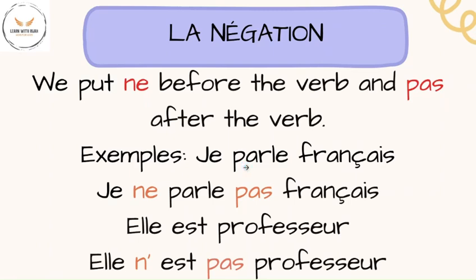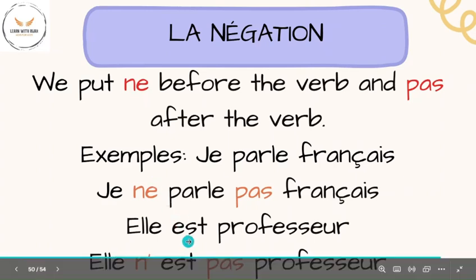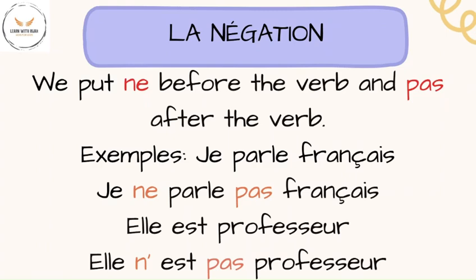Similarly, elle est professeur. There's a note: ne becomes n' before a verb beginning with a vowel or silent H. So in the second example, the negative of the sentence would be elle n'est pas professeur. Since the verb est begins with a vowel, we would use n' and pas to negate the sentence.